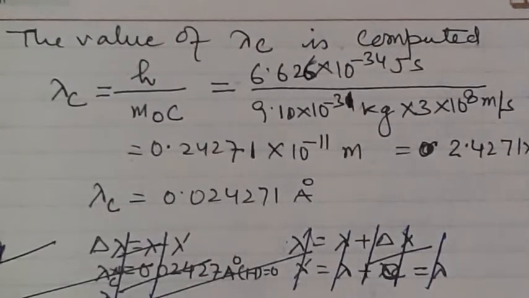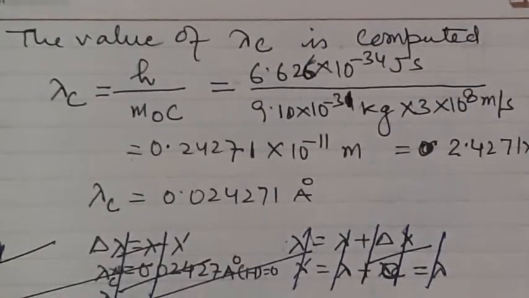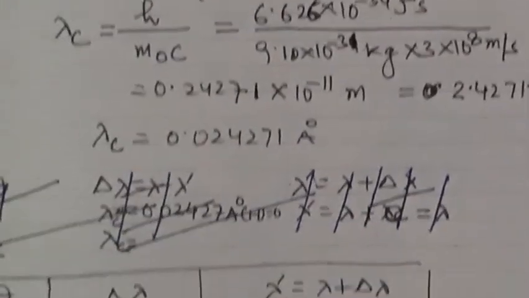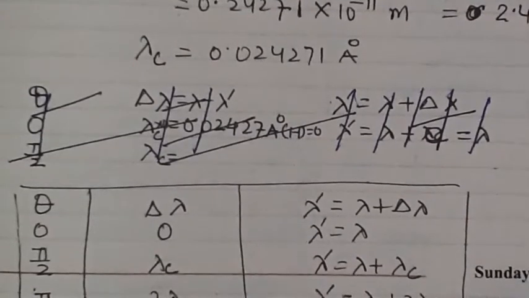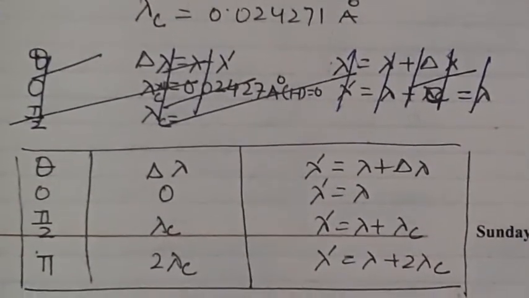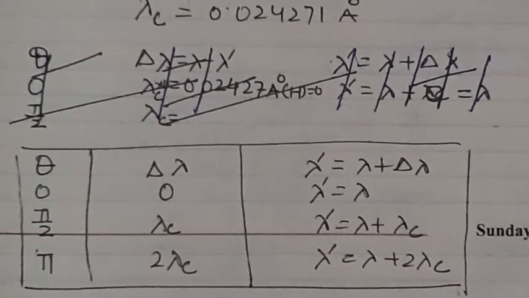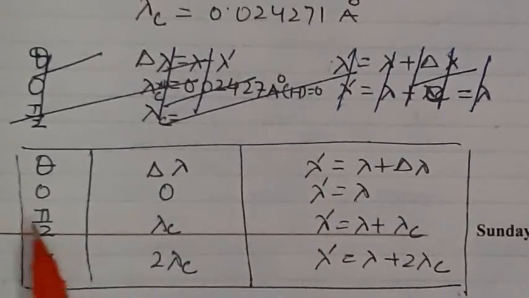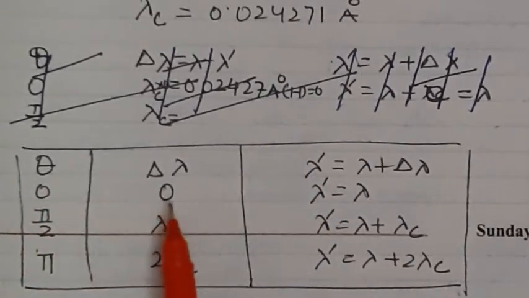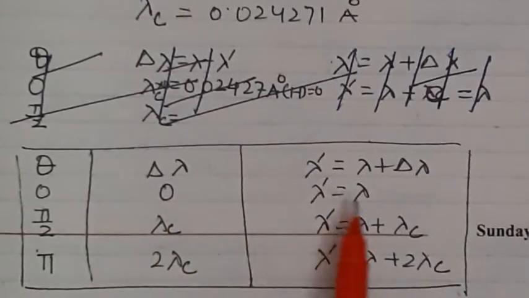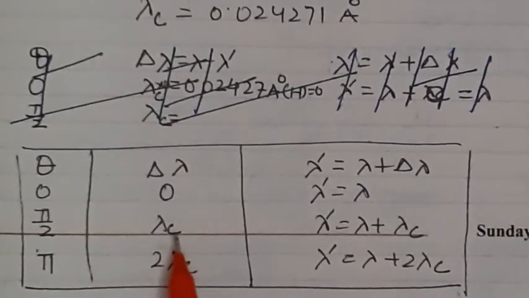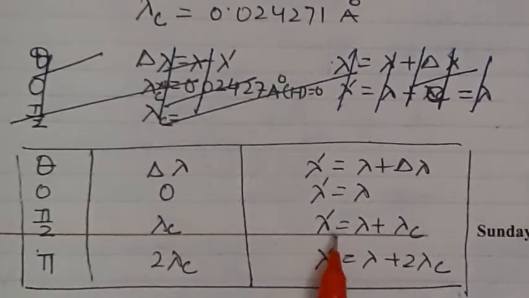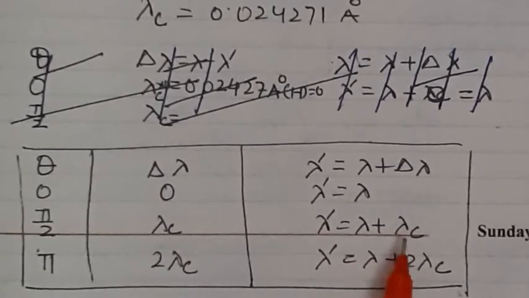Now, summarizing the previous result in the form of a table: the angle of scattering, the Compton shift, and the value of the scattered radiation wavelength. If theta is 0, the angle of scattering is 0, delta lambda is 0, so lambda dash must be equal to lambda. Whereas if theta is pi by 2, the shift becomes lambda c. So the scattered wavelength is lambda dash equal to lambda plus delta lambda.